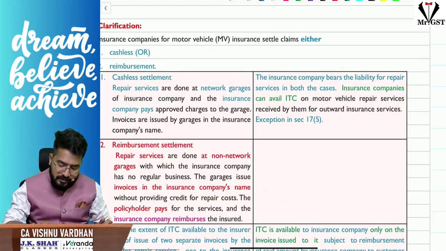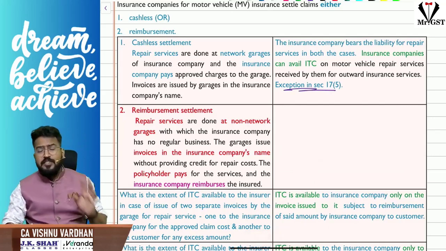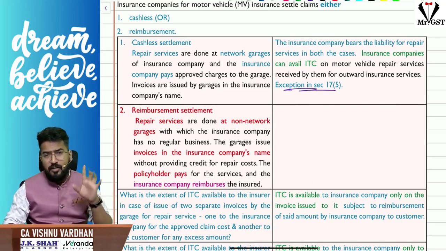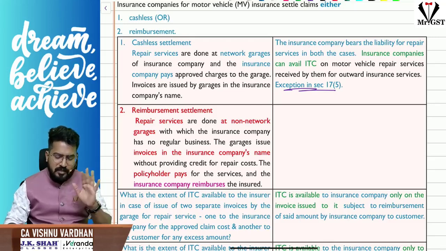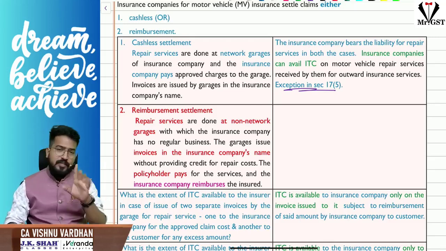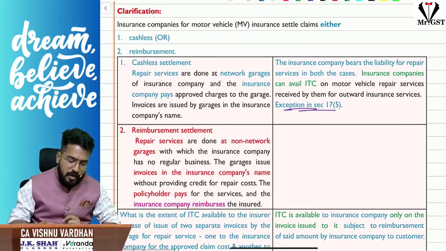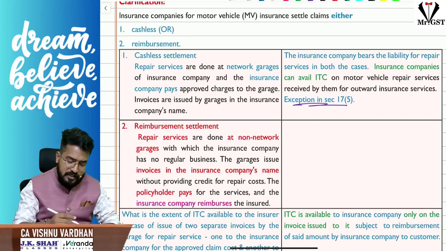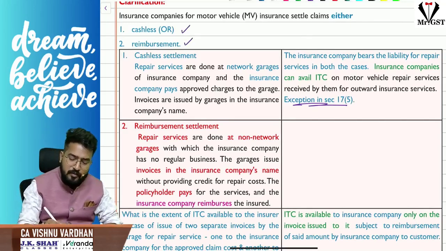If you remember Section 17(5), there is an exception: normally, repairs and maintenance servicing of vehicles is blocked credit, but if it is a general insurance company, they can take ITC. So general insurance companies can take ITC of the repairs and maintenance done for the vehicles. Now the point is how they will provide this insurance. Please understand, there are two modes. One is cashless, the other is reimbursement.